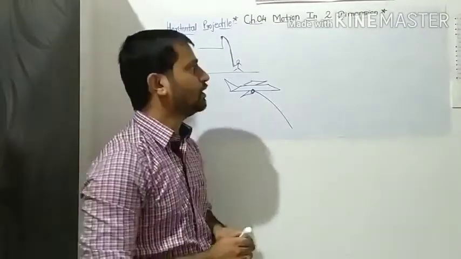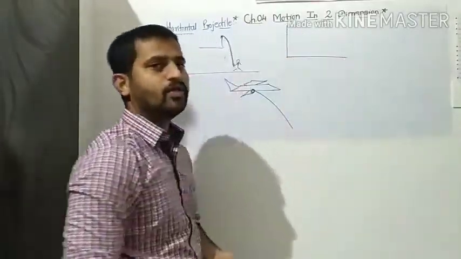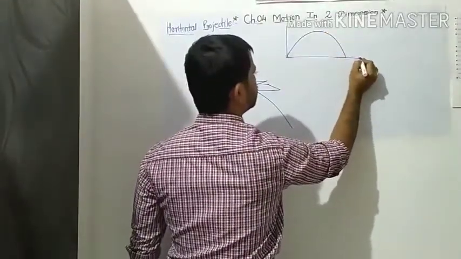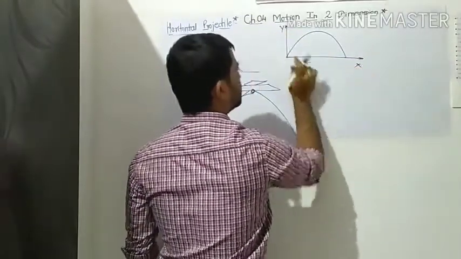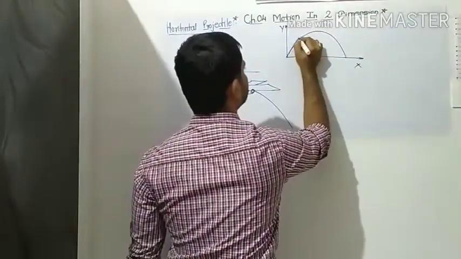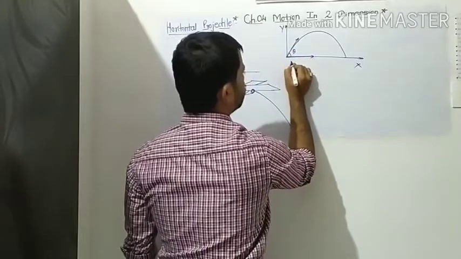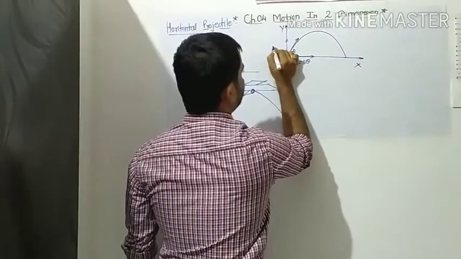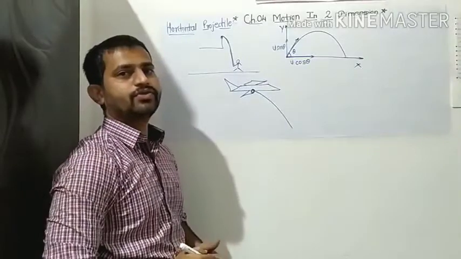In projectile motion we have learned that this is the y and this is the x. This is the vertical direction and this is the horizontal direction. If the object has some velocity, suppose u, making an angle theta, its horizontal component will be u cos theta and its vertical component will be u sin theta.